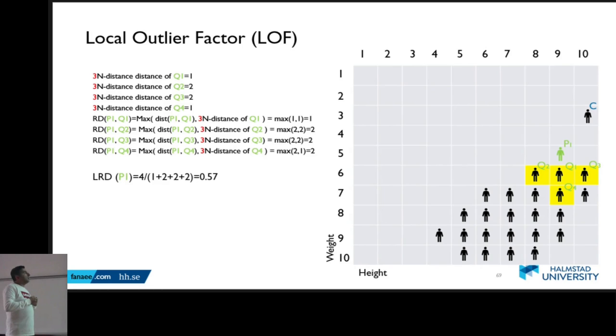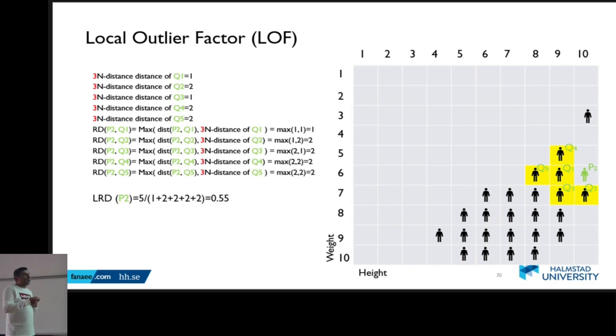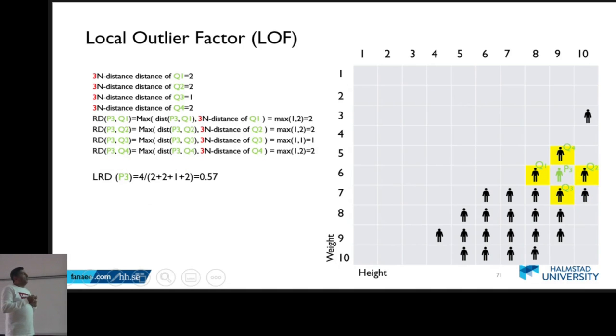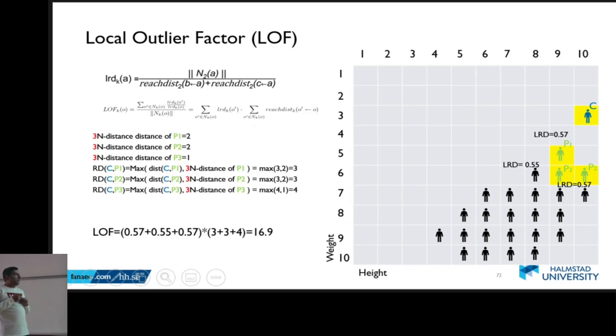Now we write the inverse average of these values, which becomes the local reachability distance. If you sum these values, divide by four, and then invert, it becomes 0.75, right? We do the same for the second point in the KN distance. This time we have five instances in the KN distance of P2, and with the same approach, we come to 0.55. And for P3, as the last one, we arrive at an LRD of 0.75.